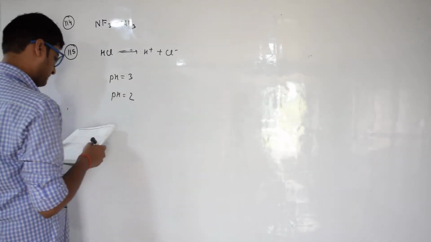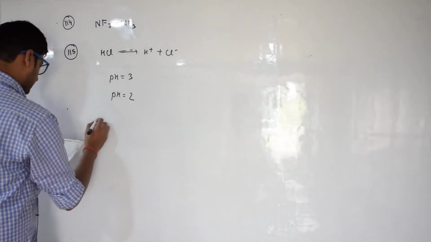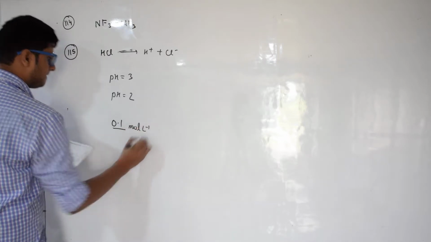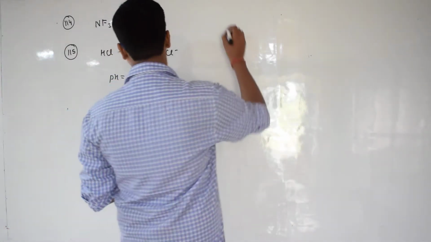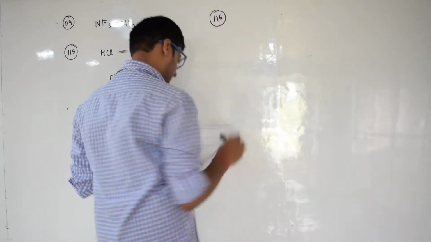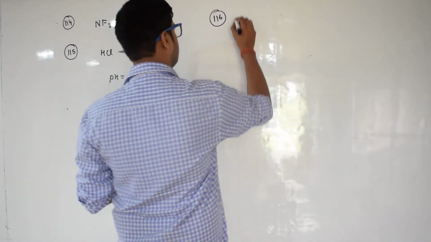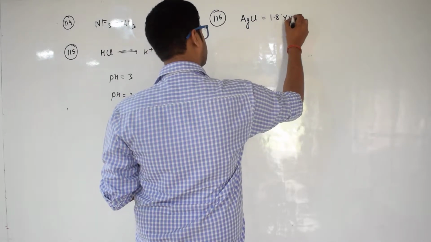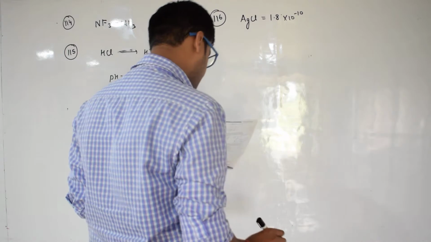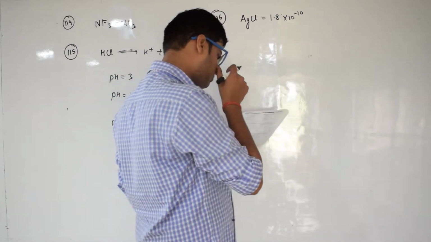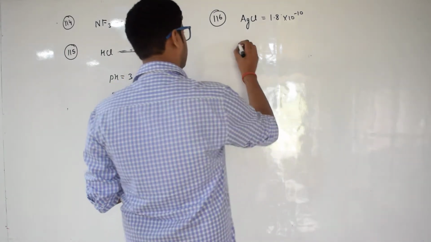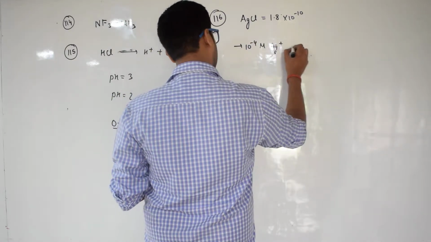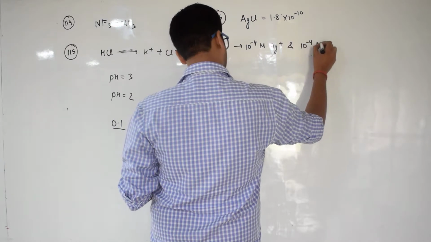So, the amount added should be equal to 0.1 moles per liter. Next is question number 116. The solubility product of AgCl is given, 1.8 into 10 raised to power minus 10. Precipitation of AgCl will occur only when equal volumes of which of the following solutions are mixed: 10 raised to power minus 4 molar Ag plus ion and 10 raised to power minus 4 molar Cl minus ion.